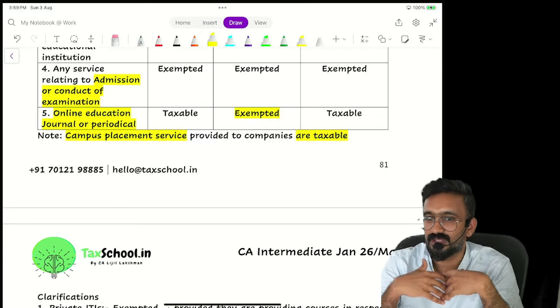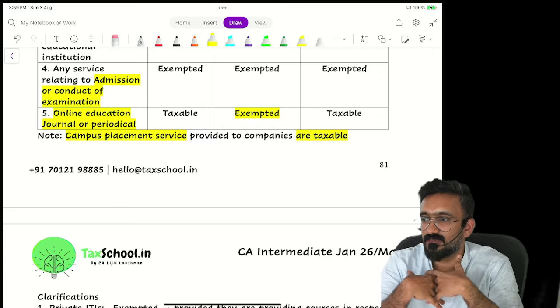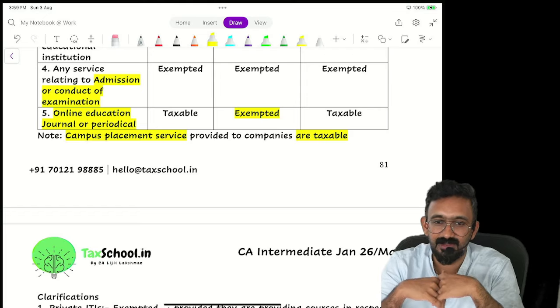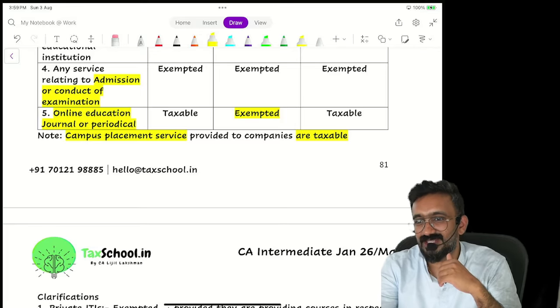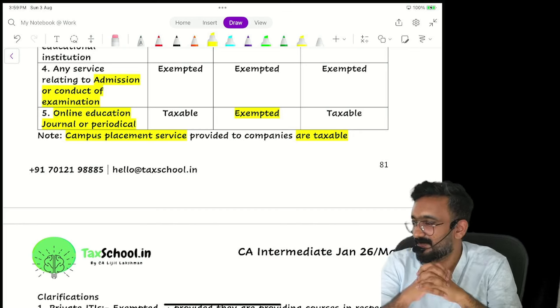Akash Private Coaching, to conduct their mock exam, has rented out Music Academy premises. Taxable. Why? It's not an educational institution. Two is not defined. Next. Okay, I'm trying to trick you with the possibilities.